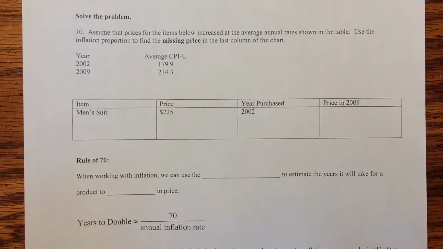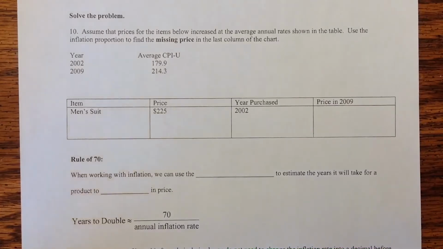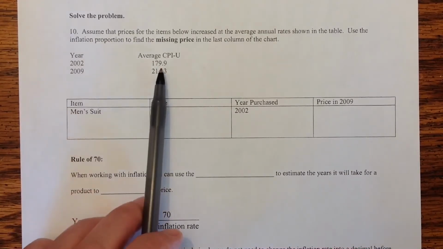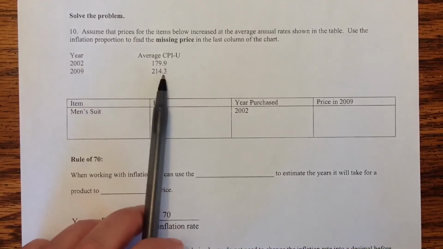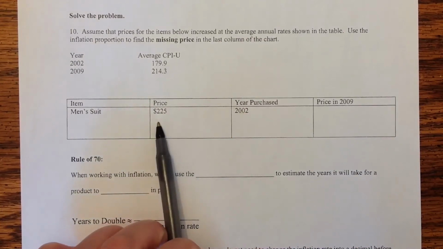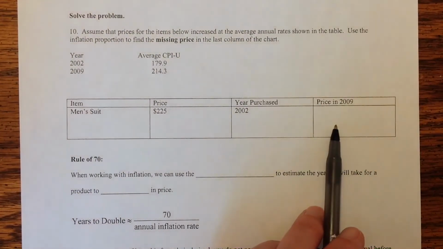So let's look at an example. Let's say that we are interested in a man's suit, and the table tells us that in 2002 the CPI number is 179.9, and in 2009 the CPI number is 214.3. So we're starting in year 2002 with a suit that's priced at $225. And we want to build a proportion so that we can estimate the price in 2009.